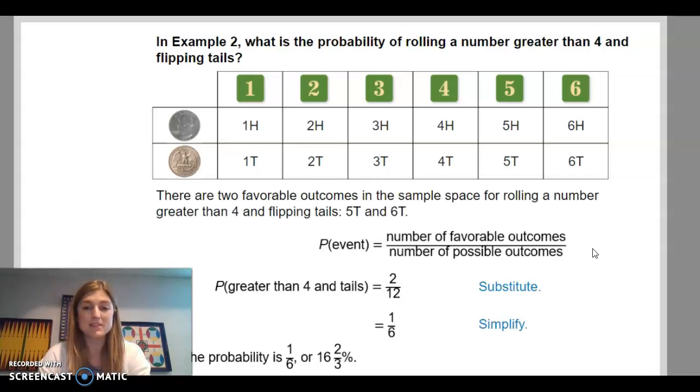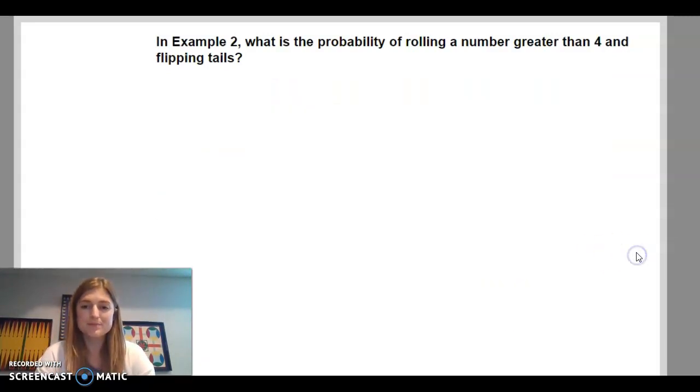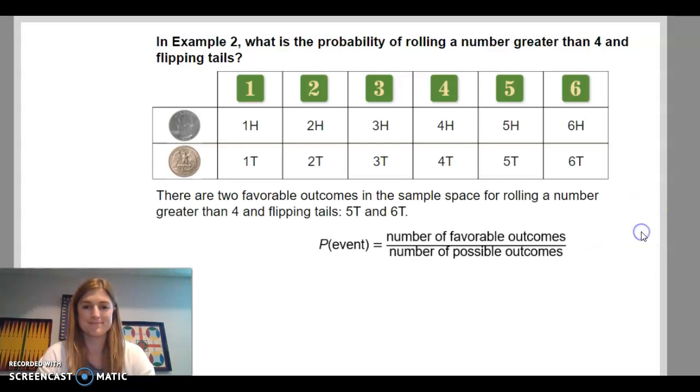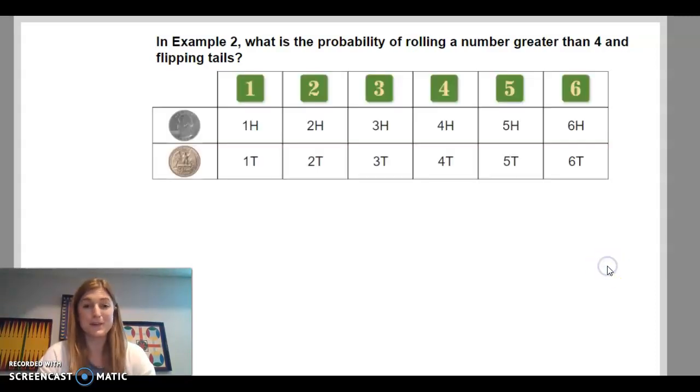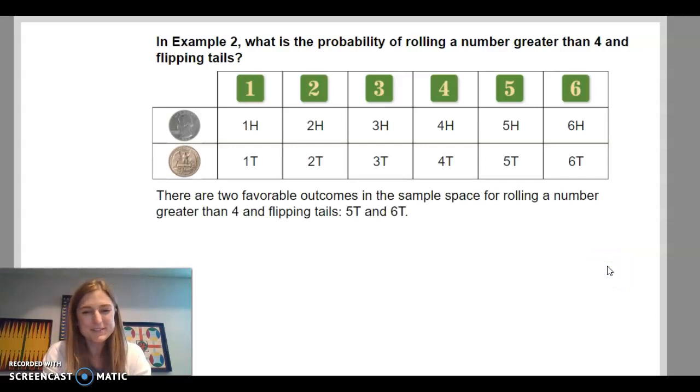So that happens. Whoa, I went too fast. That happens. We'll get there eventually. There are 2 favorable outcomes in this sample space, and the sample space is 12. We already calculated that. For rolling a number greater than 4 and flipping tails, it happened 2 times. That is when I flipped the coin and got tails, and I got 5, and then as well when I got 6 and got tails. So that is only 2 favorable outcomes in this case.